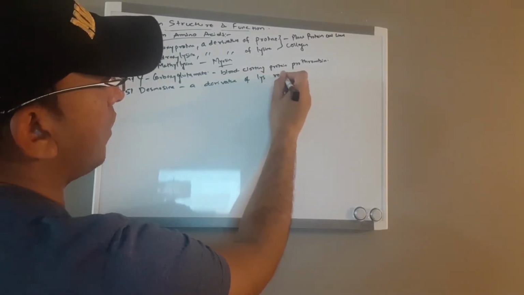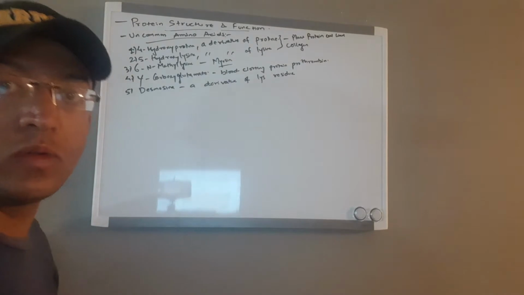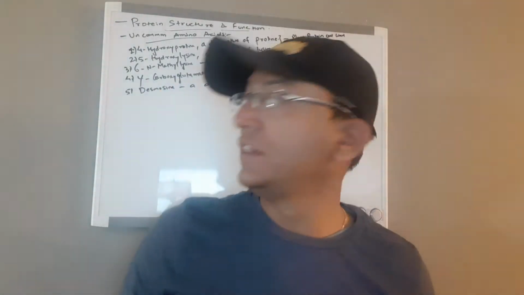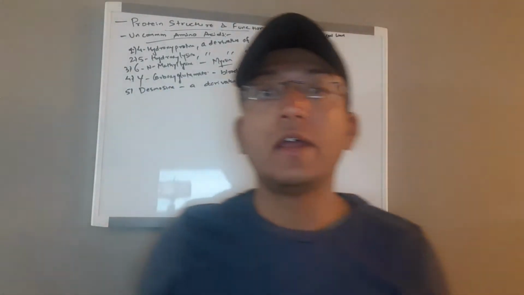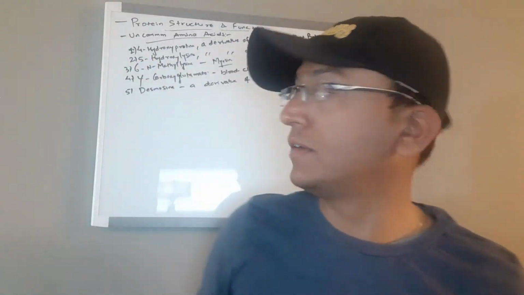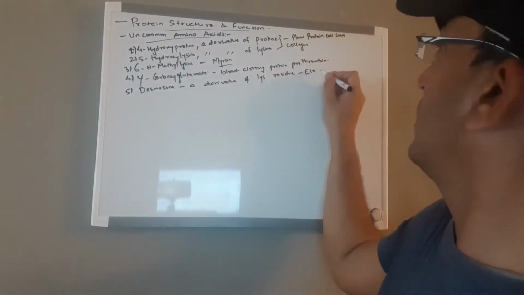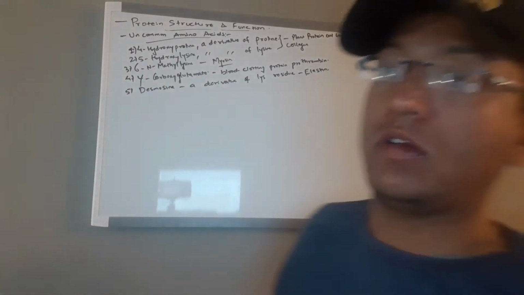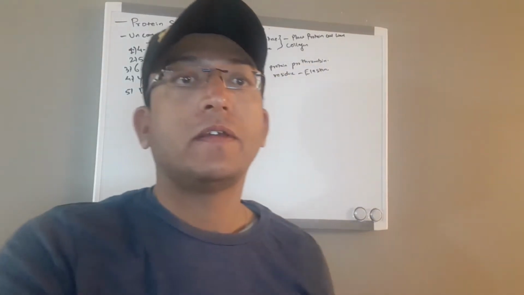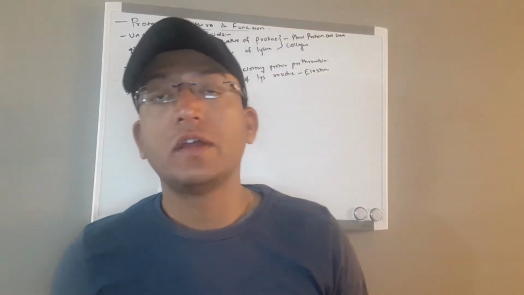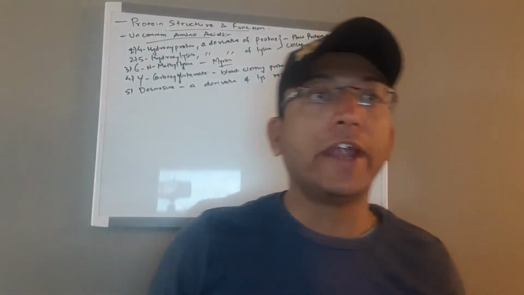lysine residue. All right, and this is found in the fibrous protein elastin. Found in elastin. All right. So these are some of the uncommon or modified amino acids.